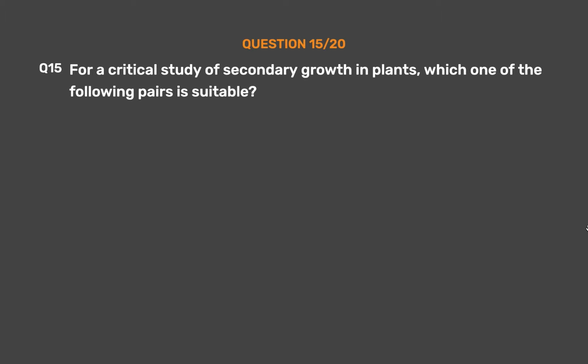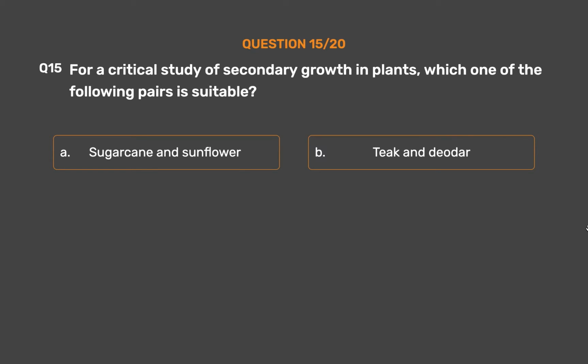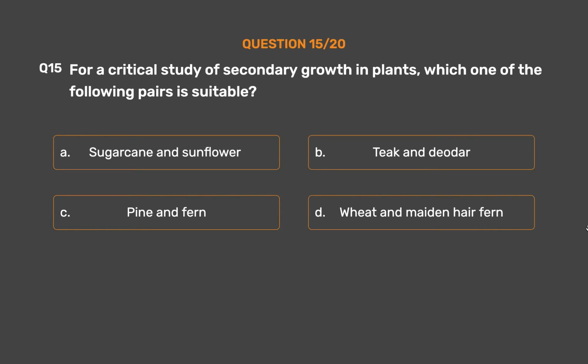Question number 15. For a critical study of secondary growth in plants, which one of the following pairs is suitable? Option A. Sugarcane and sunflower. Option B. Teak and deodar. Option C. Pine and fern. Option D. Wheat and maidenhair fern.